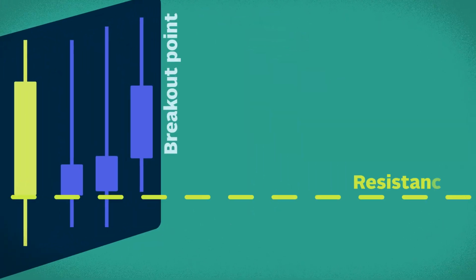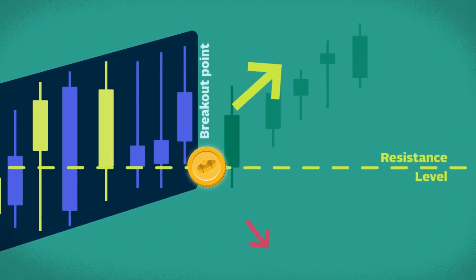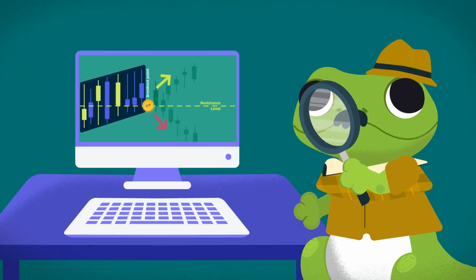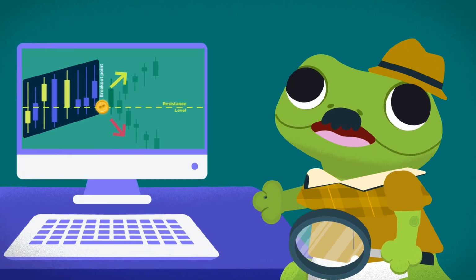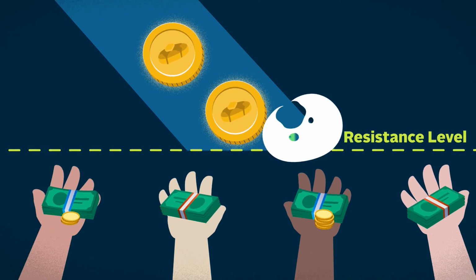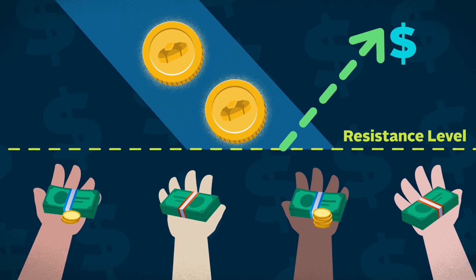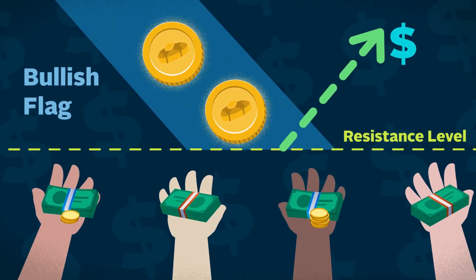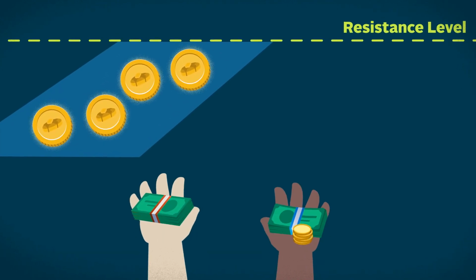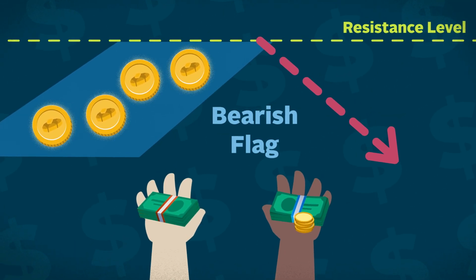The last stage of this phase is the breakout point, a specific point at which the asset price moves above or below the resistance level. This point is used as a confirmation point for traders for whether the flag is truly bullish or bearish. When the demand exceeds the supply, the price breaks outside the flag above the resistance, and prices continue to move upwards, completing the formation of a bullish flag. On the other hand, when the supply is more than the demand, the price breaks below the support and continues to fall, confirming a bearish flag.